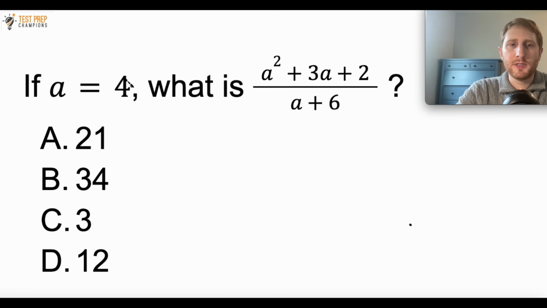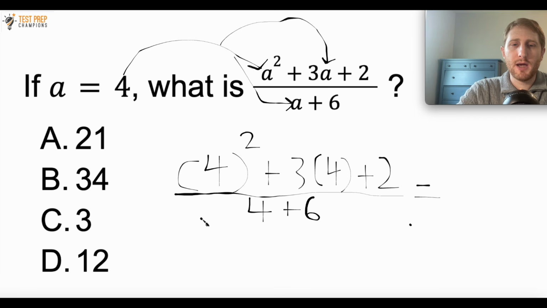Okay, so the first thing that I'm going to do here is plug 4 in everywhere I see an A, because we know that A equals 4. Now let me rewrite this, and I'm going to replace all of the A's with 4's. So here's what we get when we replace all of the A's with 4's. Now let's do some math here. What is 4 squared? 4 squared is the same as 4 times 4, which is 16.